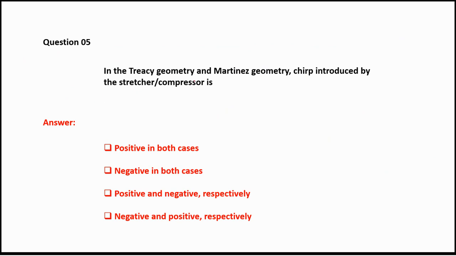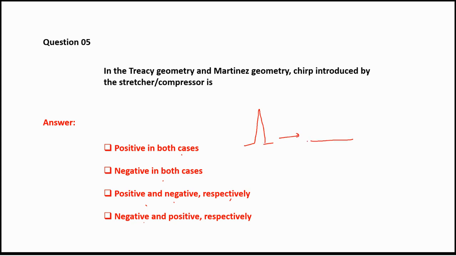So coming to question number 5. In the Treacy geometry and Martinez geometry, chirp introduced by the stretcher and compressor is: positive in both cases, negative in both cases, positive and negative respectively, or negative and positive respectively. First of all, what is the Treacy geometry and what is the Martinez geometry for a stretcher and compressor? For a light beam, say you are giving a pulse that is like this.